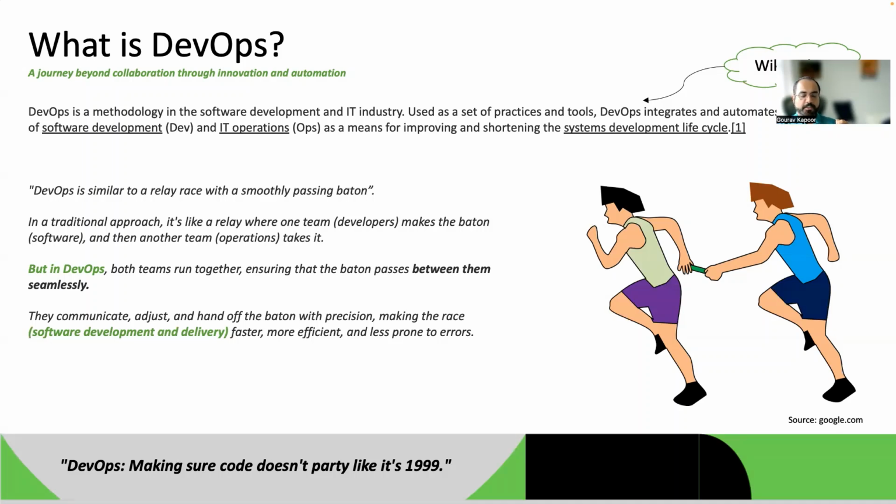Now, the idea is not to just pass the baton, which is the software in this case. The idea is to have open communication. The idea is to pivot and adjust and be flexible and hand it off with precision. So the teamwork essentially makes this whole entire race, which is the software development delivery process, much faster, efficient, and less prone to errors. So that's how I see DevOps: essentially a collaboration and streamlined processes between development and operations, making sure that the software development and delivery process can be run efficiently and faster.